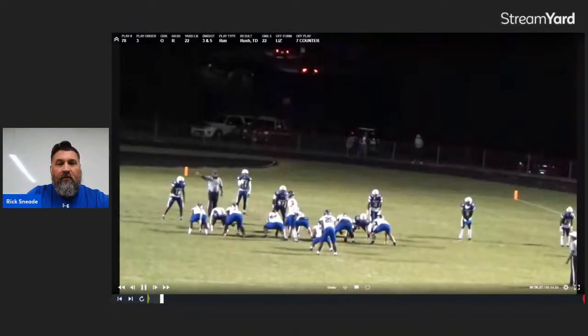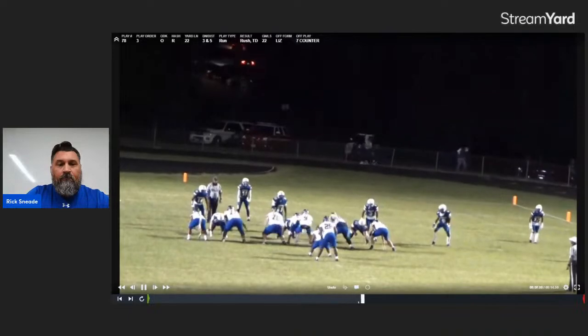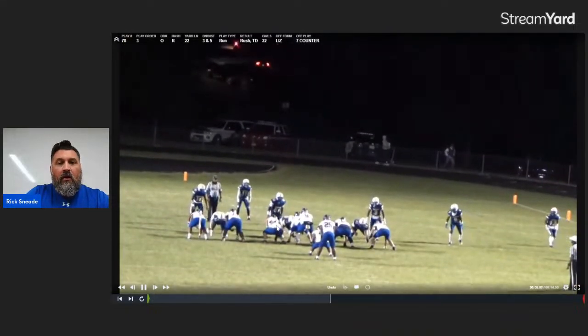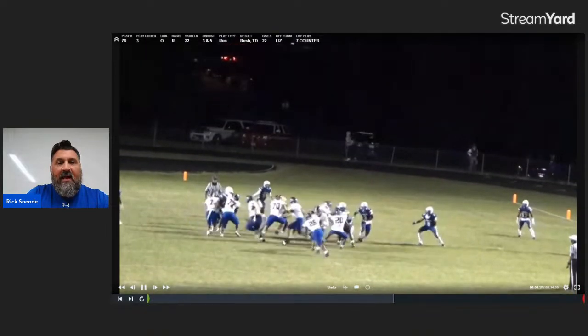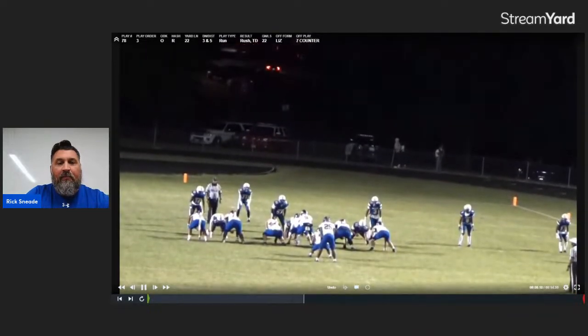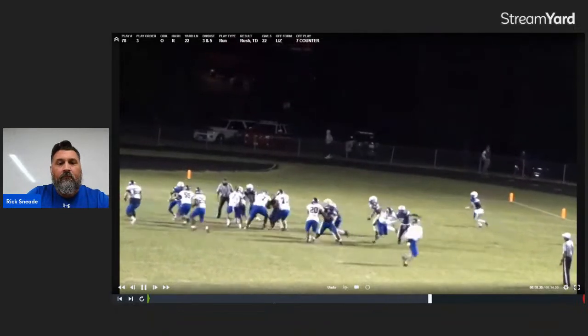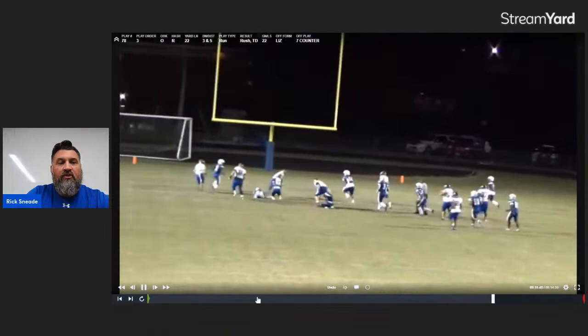I just watch it from the rear. I love how the guard, he's responsible to block down the A gap. The A gap player disappears. He takes the path to the mic. Again, steps and knowing your assignments assures that.